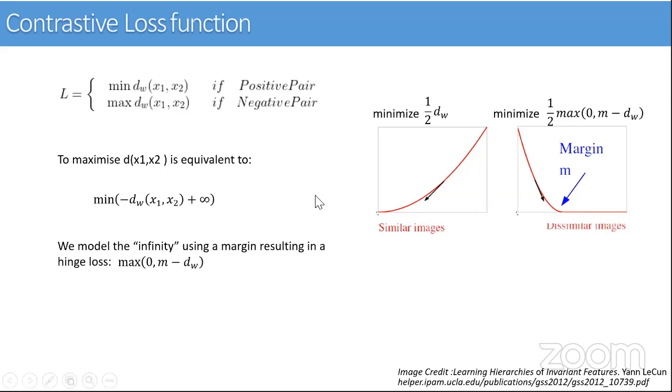In order to maximize the distance, why can't we just take the negative of dW(x1, x2)? Why do we need to add the positive term?